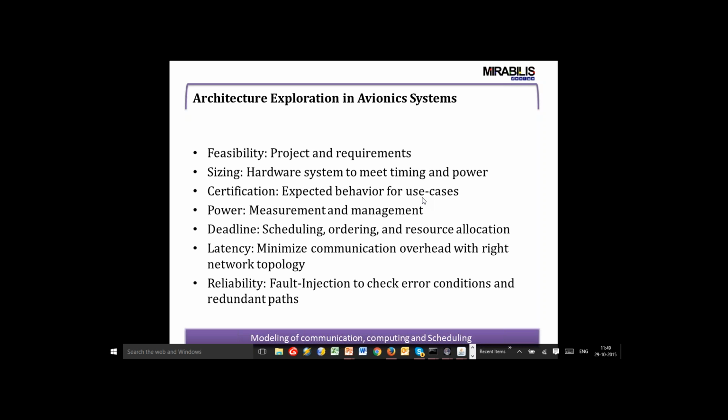Finally, the last one, which is about reliability, which is really injecting faults into the system and looking at error conditions. How does a redundant path operate? Is it still meeting all the requirements of my system as a result of all the reliability aspects?